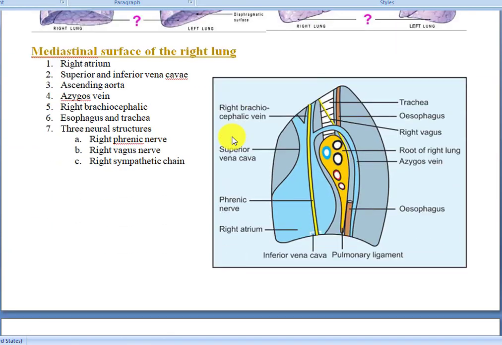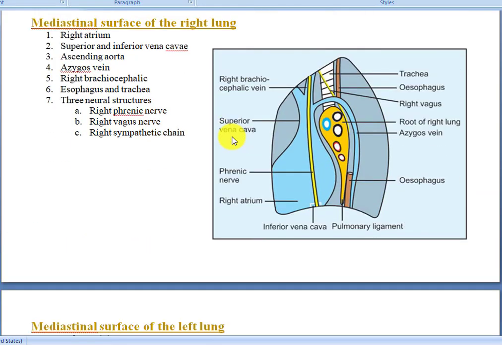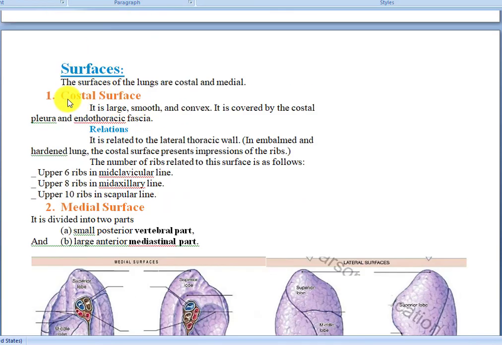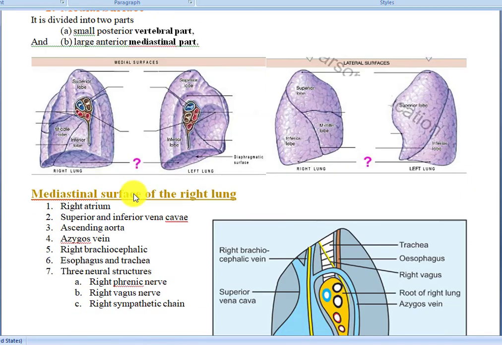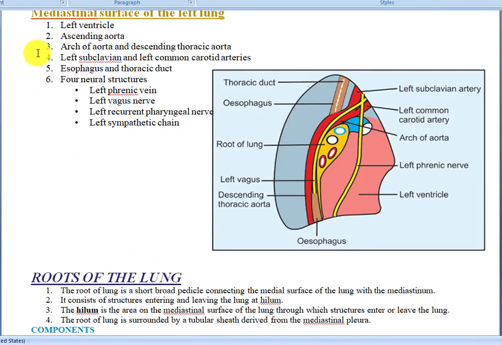We are discussing the anatomy of the lungs, right friends? So in the previous lecture we had discussed the surfaces of the lungs, that there are the costal surface and the medial surface, and what structures are related to the costal surface of the right lung and the costal surface of the left lung.